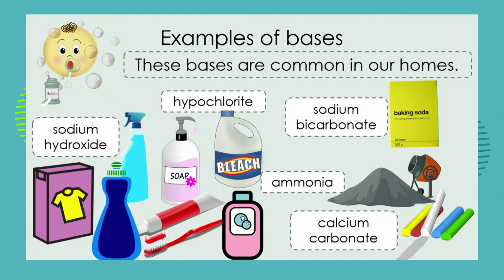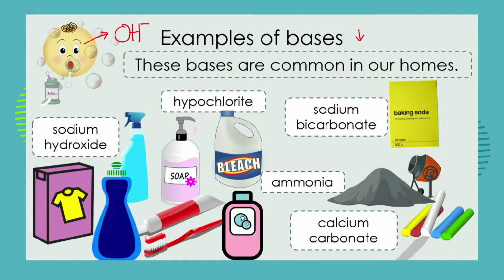Remember that when we talk about a base, we say that bases have high concentrations of hydroxide ions. Now, hydroxide ions can also be present in a substance in smaller concentrations or larger concentrations. And the substances that have lower concentrations of hydroxide ions are what we call weak bases. But substances that have high concentrations of hydroxide ions are called strong bases.